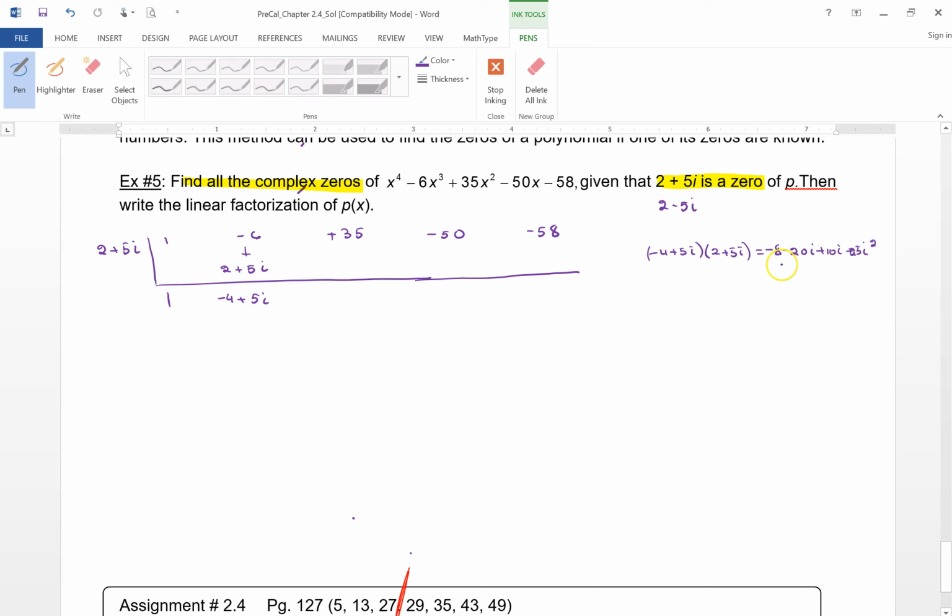So I have negative 8 minus 25 here, which is negative 33 minus 10i. And that goes here. When I add, I get 2 minus 10i. And now I'm going to multiply that with 2 plus 5i.